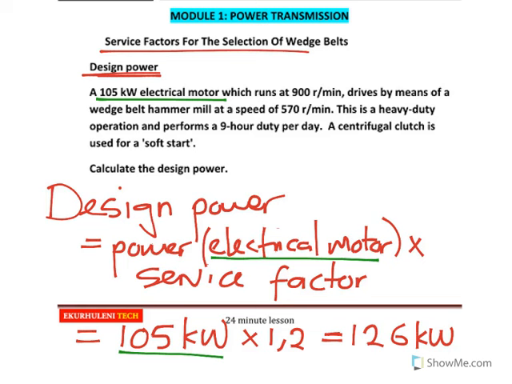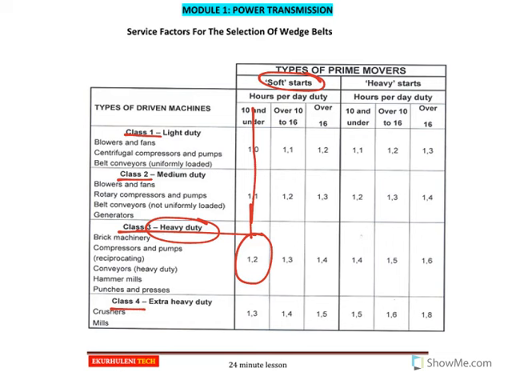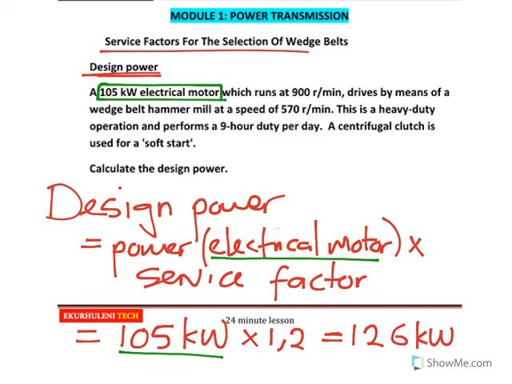Runs at that. You can read everything, but the important thing here was the 105 kilowatt. So you take that 105, you multiply by the service factor that we got from the previous question, because it will be a follow-up question. You multiply by 1,2, and the answer you're going to get is 126 kilowatt. It still says design power, and power is measured in watts or kilowatts.